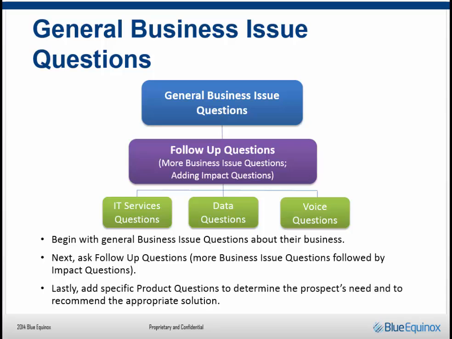So, this is kind of general business issue questions. We spoke about this before. This is just more of a follow-up on what we have already spoken about in regards to business specific questions that are going to be open-ended, that are going to allow for conversation. So you definitely want to make sure that you're using these.